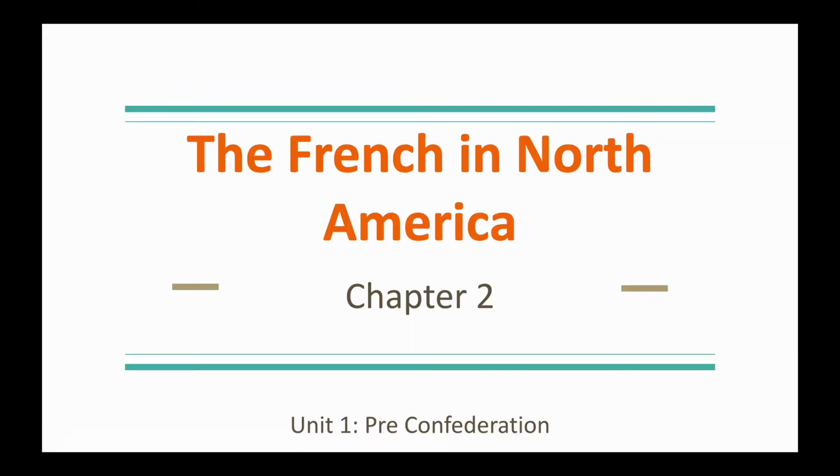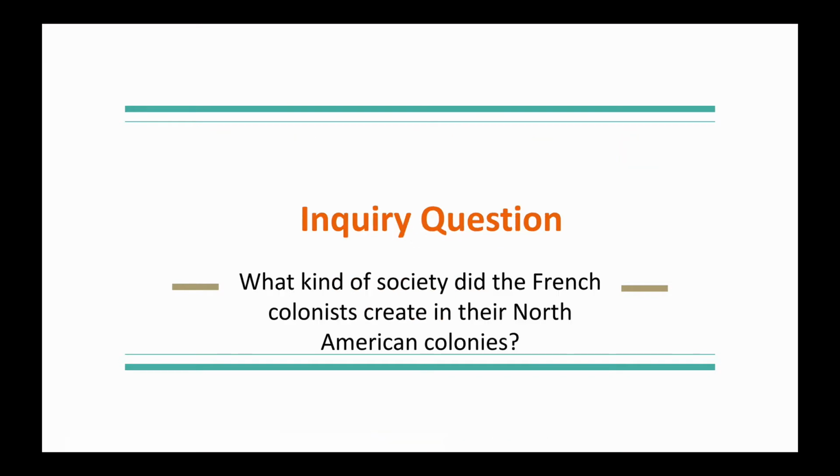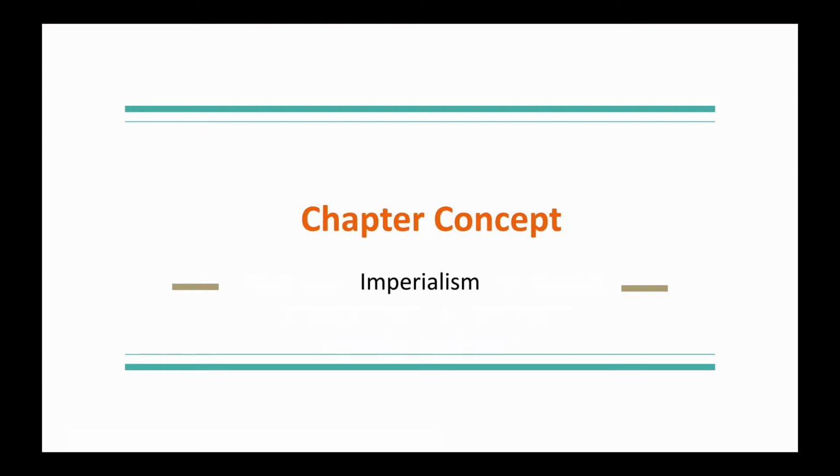Lesson 2.1, the French in North America. This is part of our first unit, which is pre-Confederation. The inquiry question that we are going to be taking a look at this chapter is, what kind of society did the French colonists create in their North American colonies? Our concept that we're going to be taking a look at here in chapter 2 is the concept of imperialism. And that's one of the things that we will learn in this lesson.